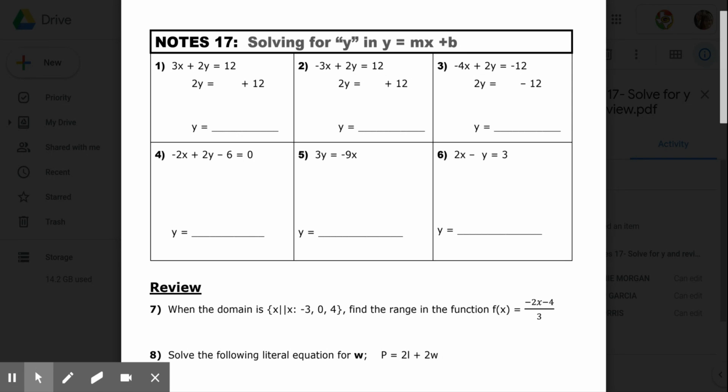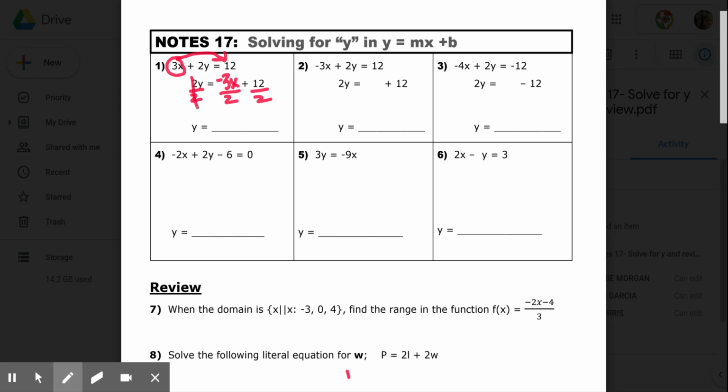So on problem number 1, we have 3x plus 2y equals 12. We want to move everything away from our y. So we're going to move this to the other side. 3x is positive on the left, so it's going to become negative on the right. And then we still need to get y by itself. The inverse of multiplication is division, so we're going to divide every single term by 2.